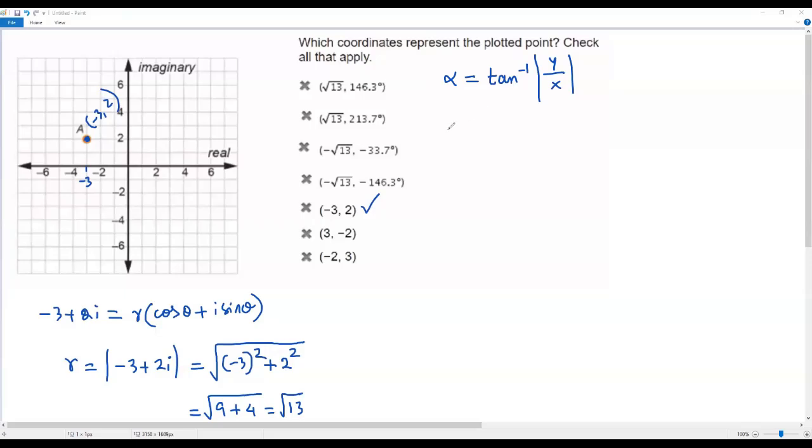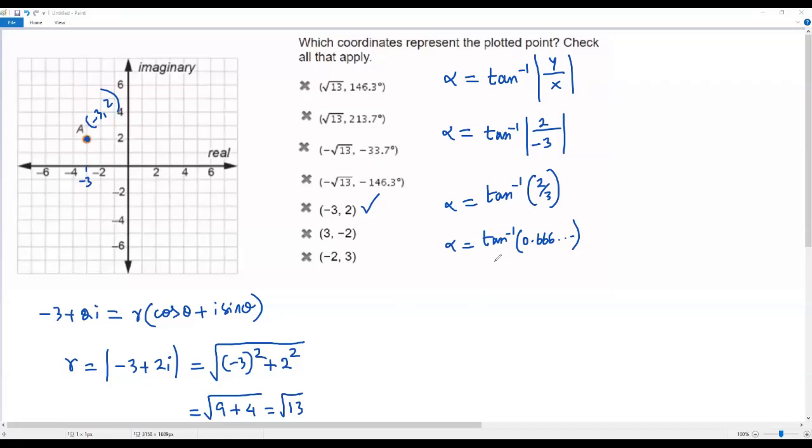Now let's find the value of alpha. Alpha is equal to tan inverse of the absolute value of y over x. In the given point, y is the y coordinate, that is 2, and x is the x coordinate, that is -3. Since we have the absolute value, the -3 becomes +3. So I get 2 over 3. Alpha is equal to tangent inverse of 2 over 3, and when I divide 2 by 3, I'm getting 0.666, and it keeps going. Now we can use a calculator to get the angle measure, which is equal to arctan 0.666. Let me do it.